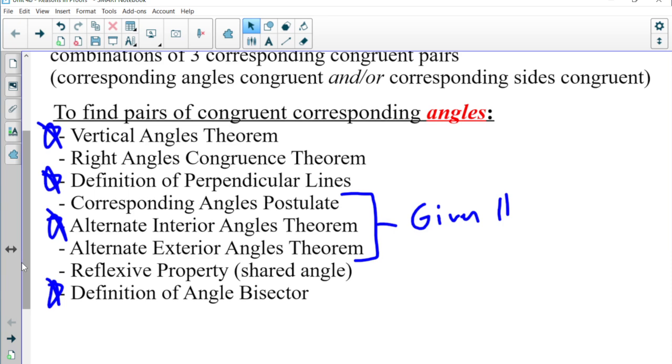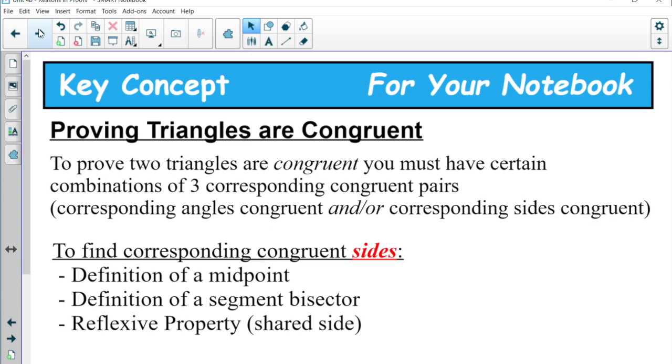Our list for sides is a lot shorter, but we use them quite a bit. We use all of them quite a bit. We have midpoint. Hopefully you know what a midpoint is by now. It splits the side into two equal pieces. Then we have the segment bisector. Does the same thing, splits it in half. And then reflexive property. Here's where we see it for the sides. Again, this is one of our two things we can get from the diagram, where there's a side shared in both triangles.